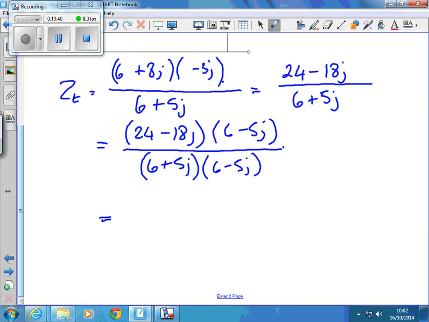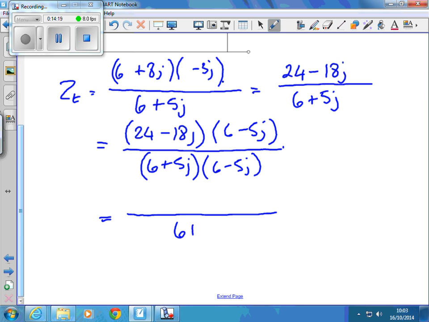What of this bottom multiplication out? What is that always? Why do we do this multiplied by complex conjugate? Gets rid of the J term. If you remember, what does it always end up? Yeah, the two numbers squared and added together. So 6 squared plus 5 squared. I think that makes 61.